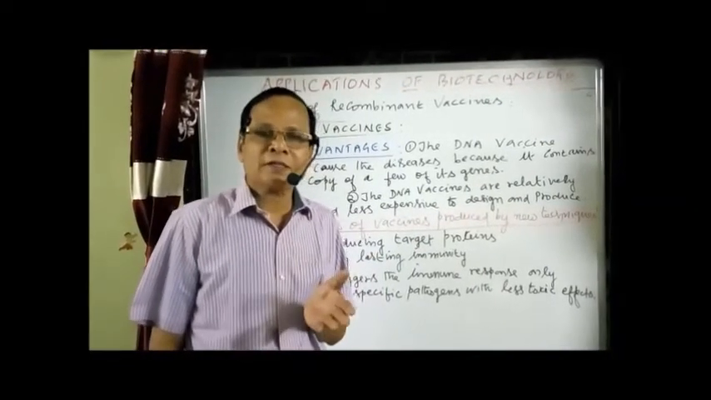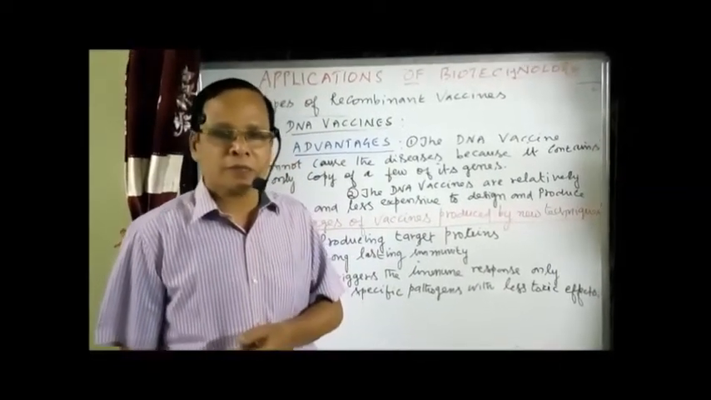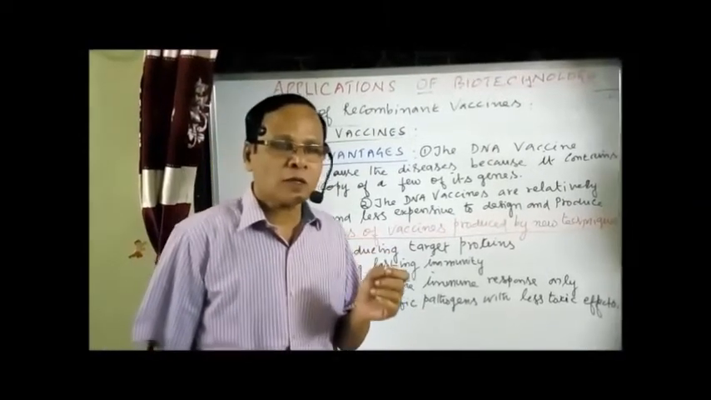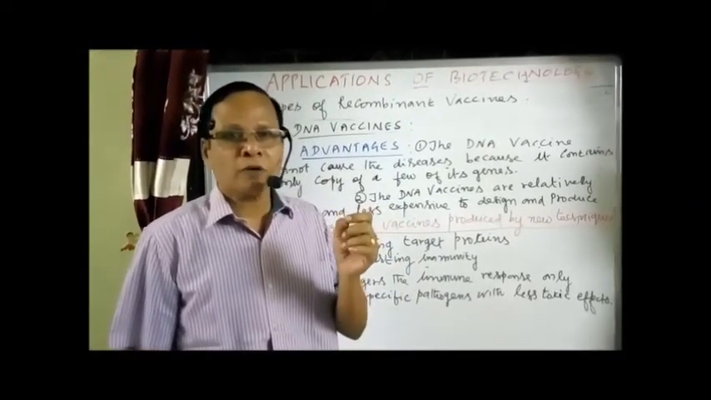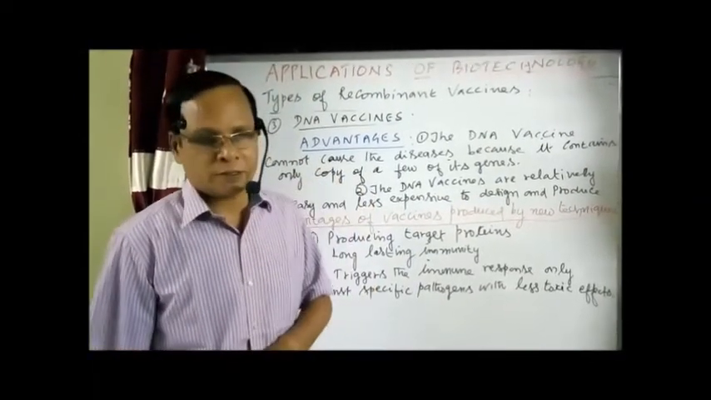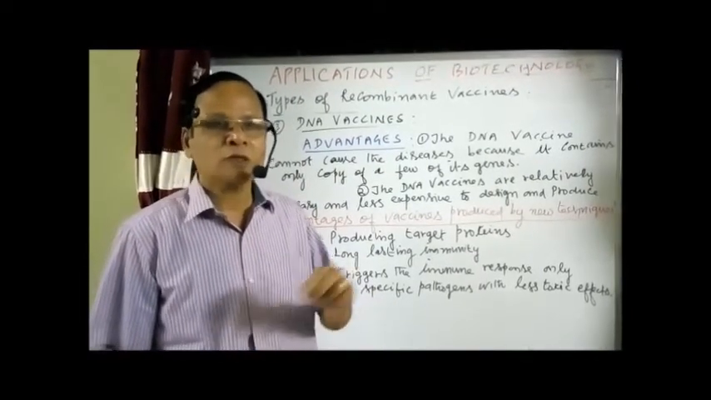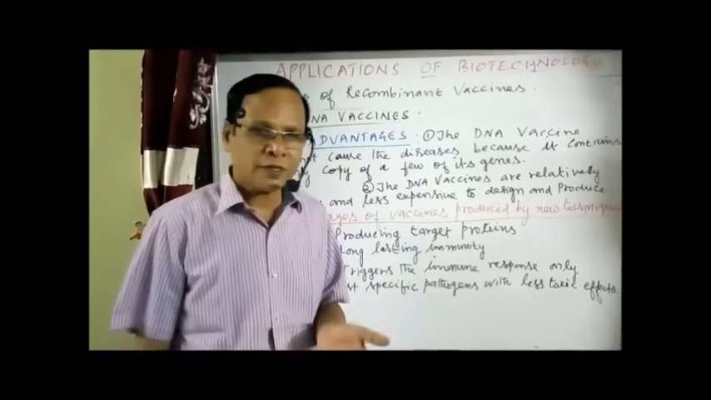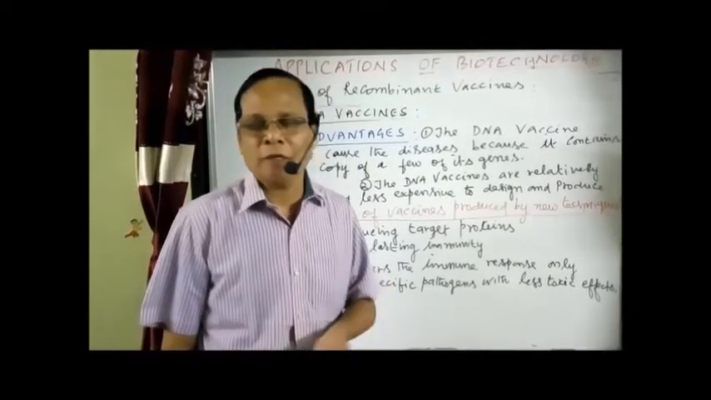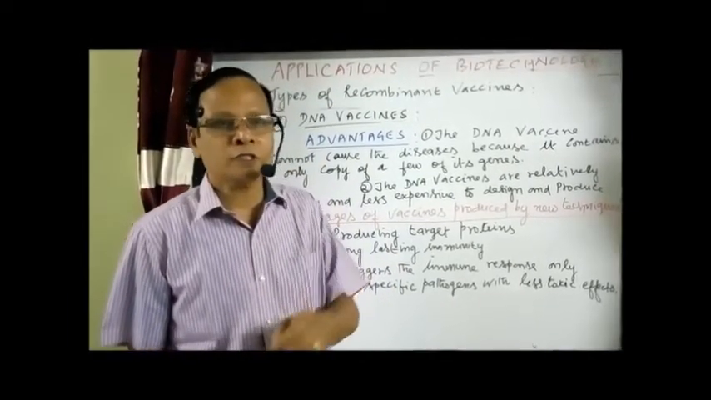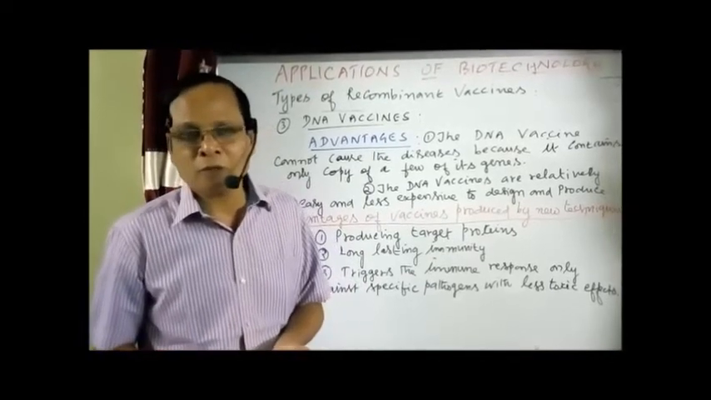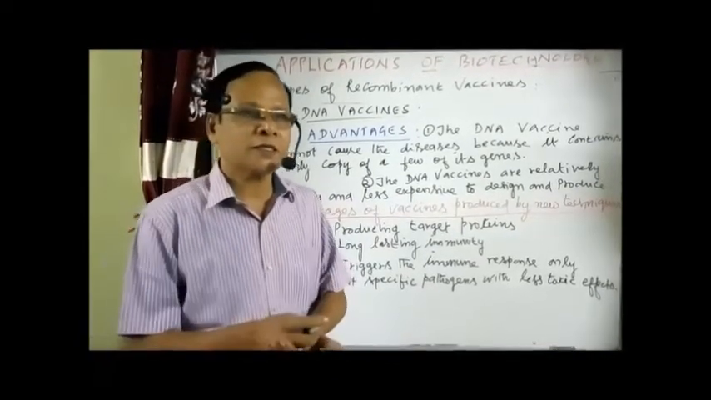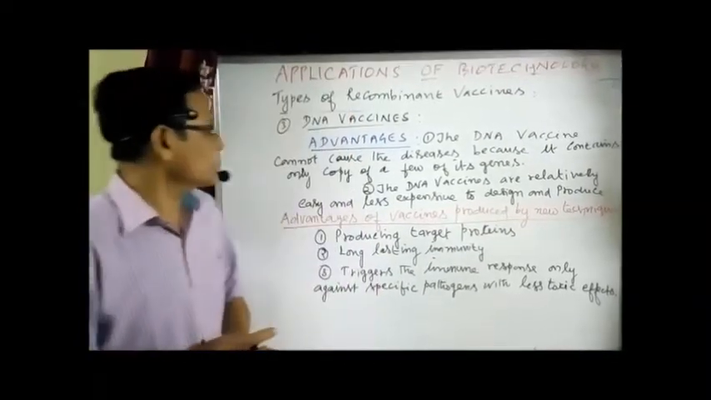The DNA vaccines cannot cause disease because they contain only a copy of a few of its genes. A copy of the genes only, not the original one. Maybe it is the original gene, but only a copy of a few of its genes. Not many genes are present in the DNA molecule which can be used as a DNA vaccine. And that is one of the advantages.